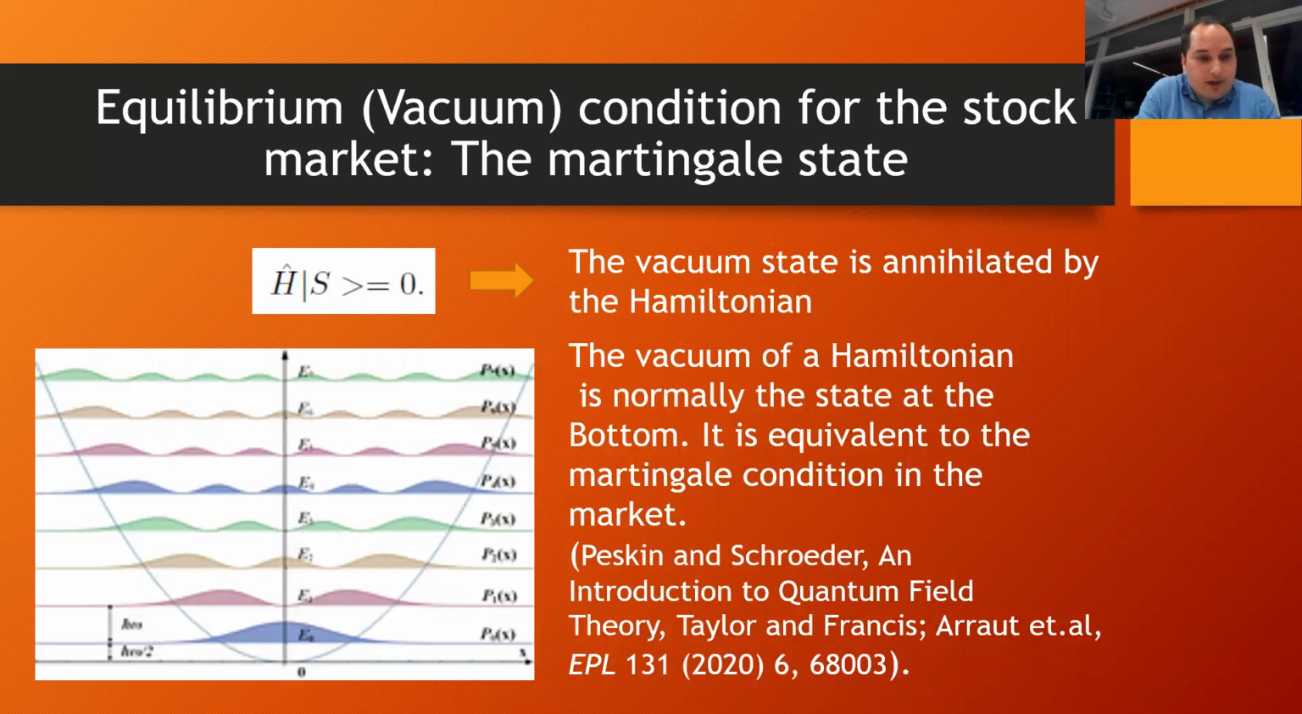And if we express the equations in the Hamiltonian form, it comes out that the Hamiltonian annihilates that state. So that state behaves as a vacuum. So that's quite interesting. The book of Peskin and Schroeder is the best book as an introduction to quantum field theory. They explain the concept of ground state.